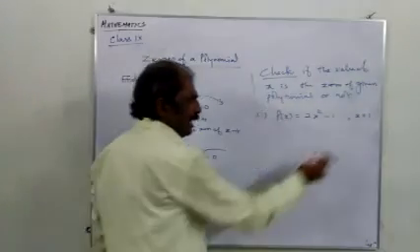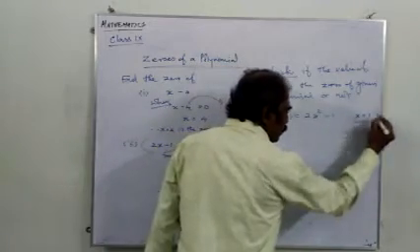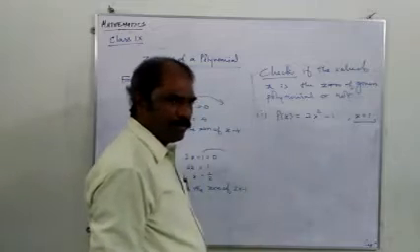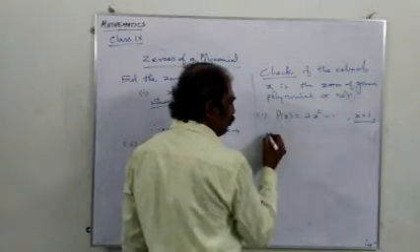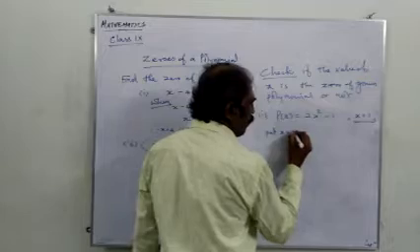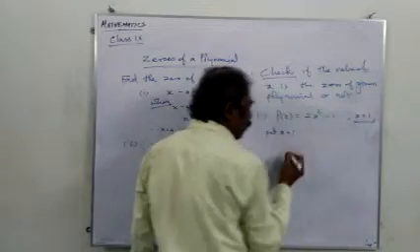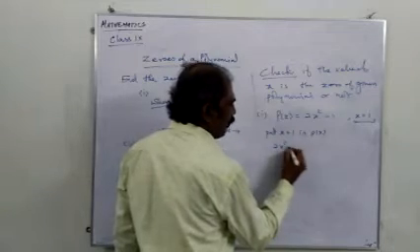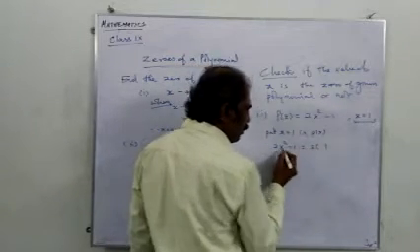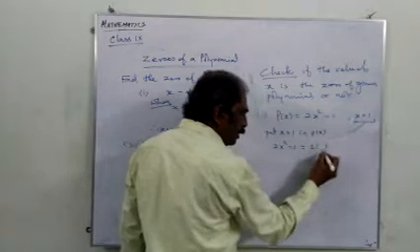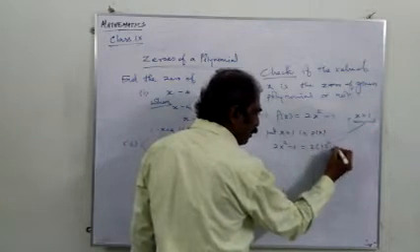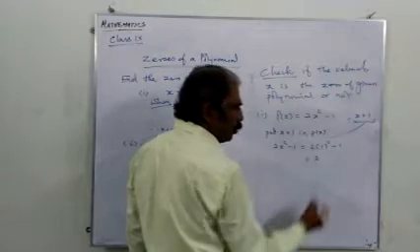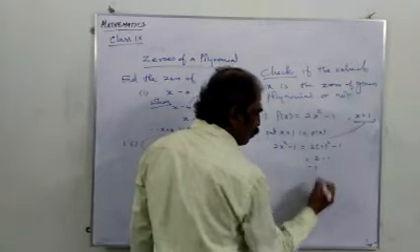Now we have to check whether this value, x equal to 1, is the zero of this polynomial or not. What are we going to do? Put x equal to 1, the given value, in the polynomial p of x. We get 2x square minus 1 equal to 2 times 1 square minus 1. That becomes 2, 1 square is 1, 2 minus 1 equal to 1.